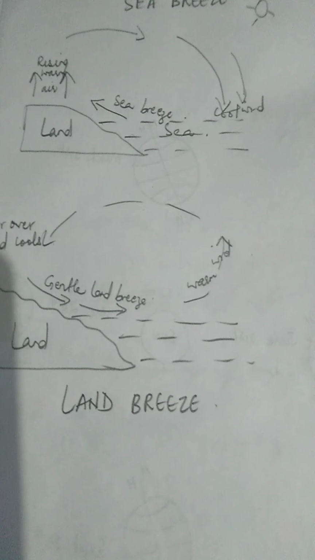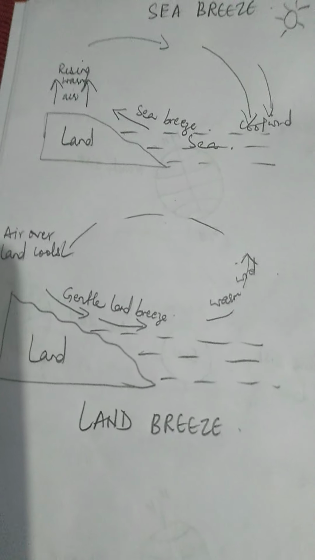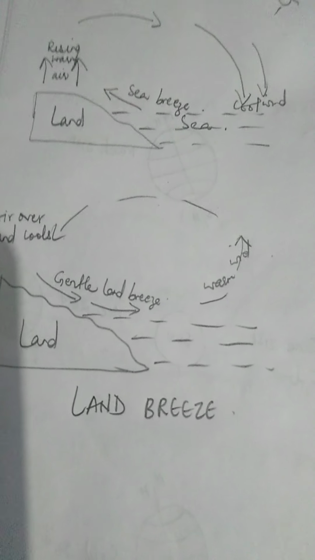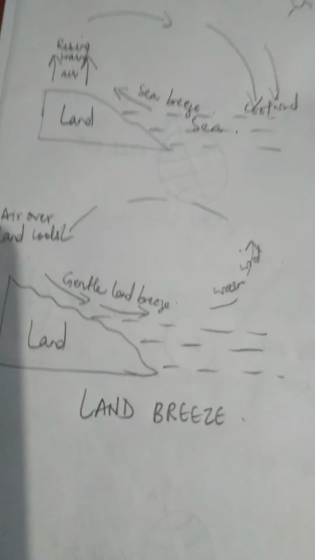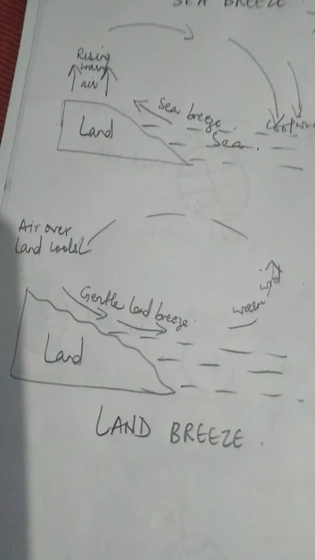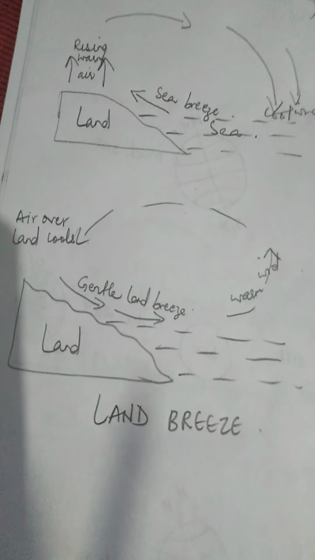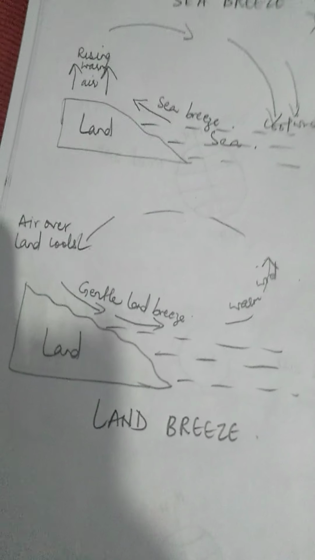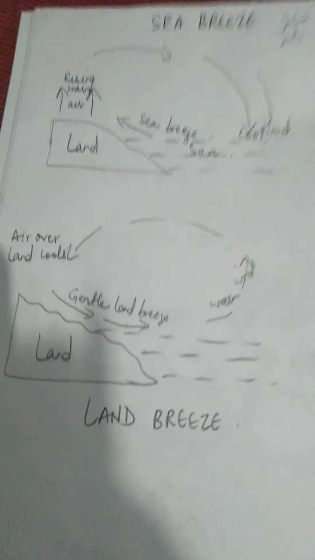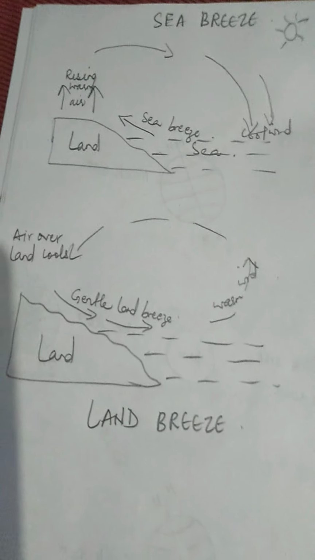Now, why is it called a periodical wind? Because they change direction during a particular time of the day or a particular time of the year, and that is why they are called periodical winds. Examples of periodical winds are land breeze, sea breeze, monsoon winds, and we have the mountain breeze as well as the valley breeze. Now, let's do one by one.